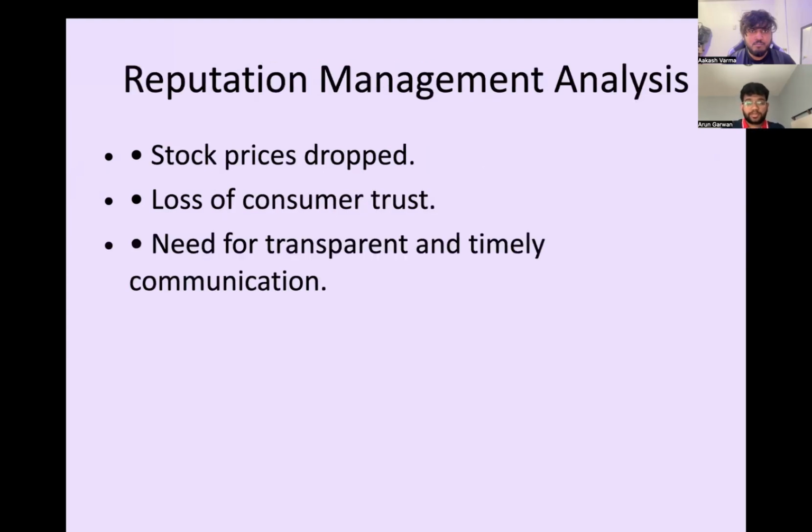Next. Reputation management analysis. The breach had a lasting impact on Equifax's reputation. Stock prices fell and people's trust eroded. The case illustrates how transparency, timely action, and responsible leadership are crucial for managing brand reputation during a crisis.